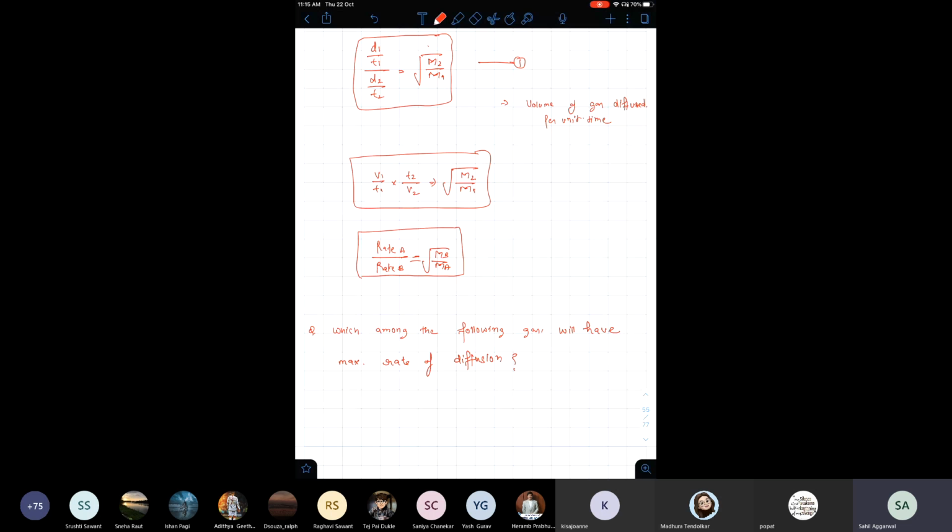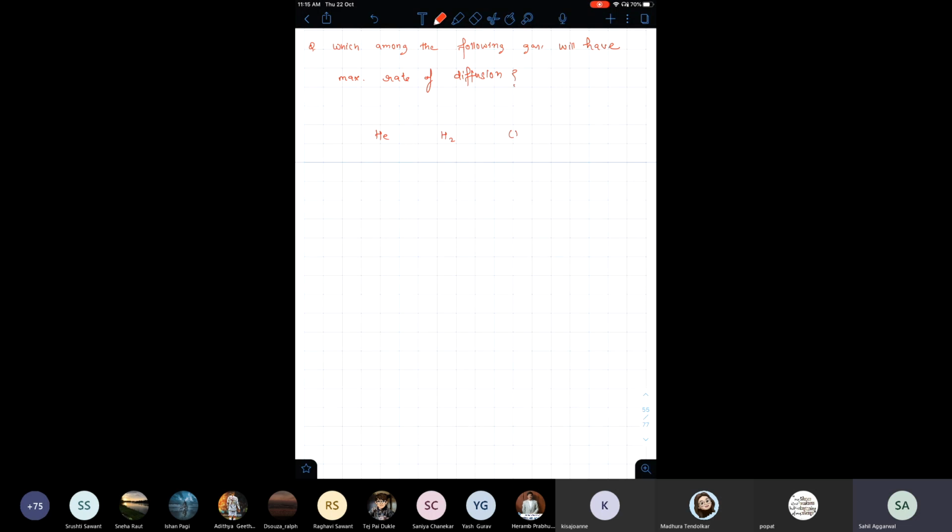Which among the following gas will have maximum rate of diffusion? Helium, hydrogen, methane, or SO2?